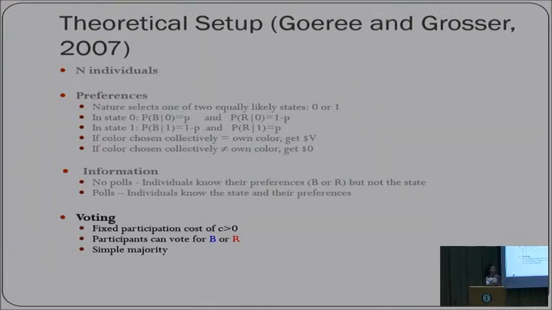Now, voting is simple majority voting. So it's going to cost a fixed value of C, and participants can vote for either blue or red, and simple majority determines the election. If there is a tie, it's broken randomly. Okay? Does this make sense, the model? You'll suffer if this doesn't make sense.